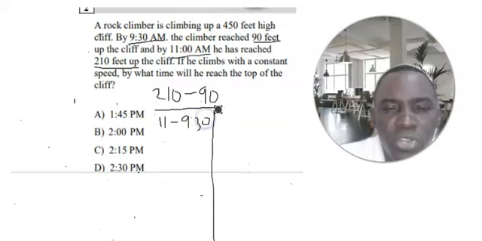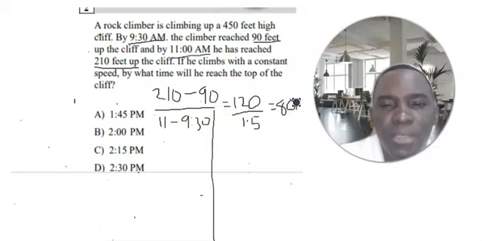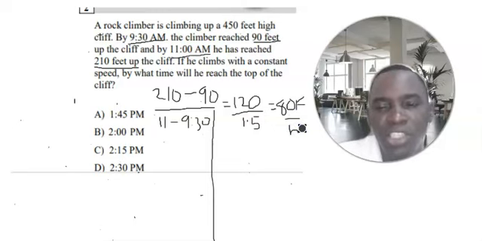So this is going to give us 120 all over 1.5 hours, and that is equivalent to 80. That would be 80 feet per hour. So that means his climbing rate is 80 feet per hour. Are we there? So this is more like his speed.